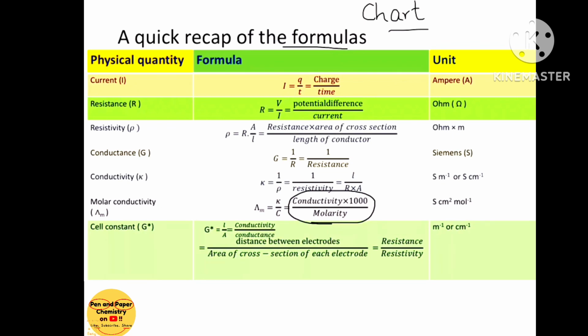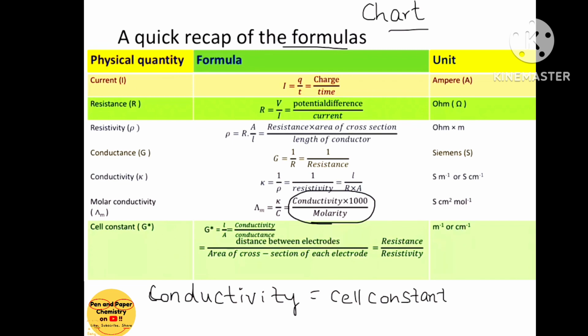Cell constant, denoted by G asterisk, is L by A, where L is the distance between the electrodes, and A is the area of cross section of each electrode. This is also equal to the conductivity upon conductance or resistance upon resistivity. So the things become a little easy for you. So what we can also write over here is that conductivity is cell constant into conductance.